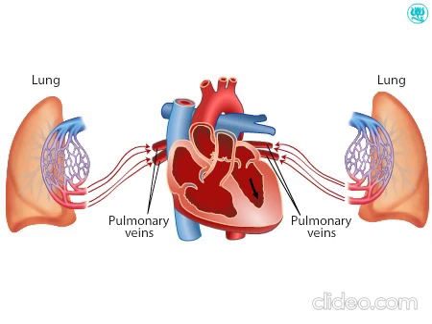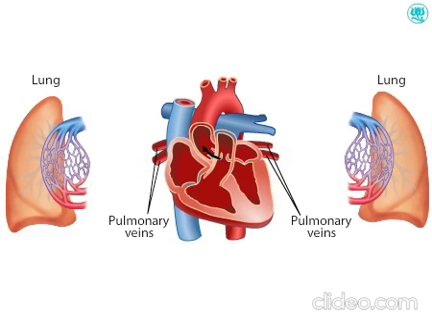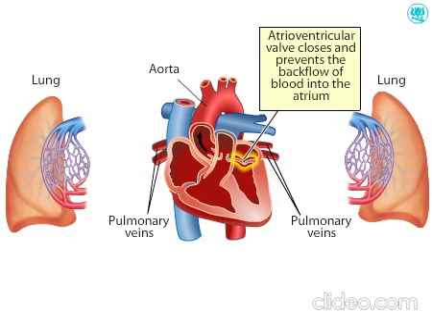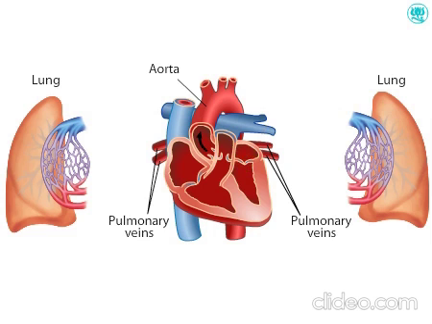After a slight delay, the ventricle contracts. The contraction forces the blood to exit into an opening that leads to the largest artery in the body, the aorta. The atrioventricular valve closes and prevents the backflow of blood into the atrium. The aorta is closed off from the left ventricle by a one-way valve, the aortic semilunar valve.